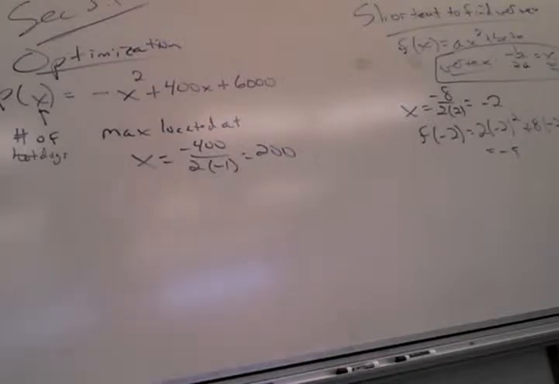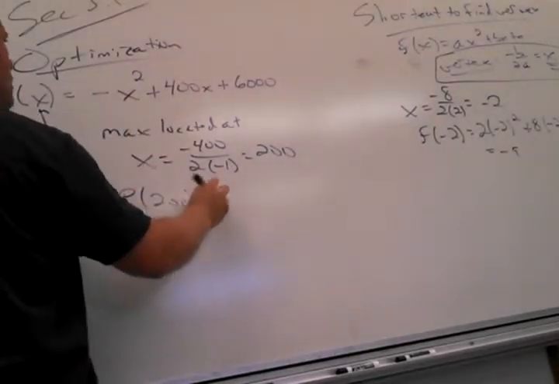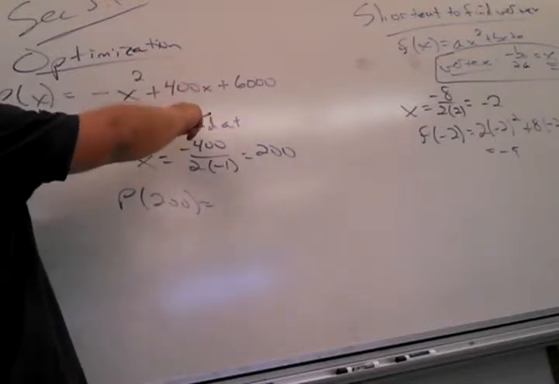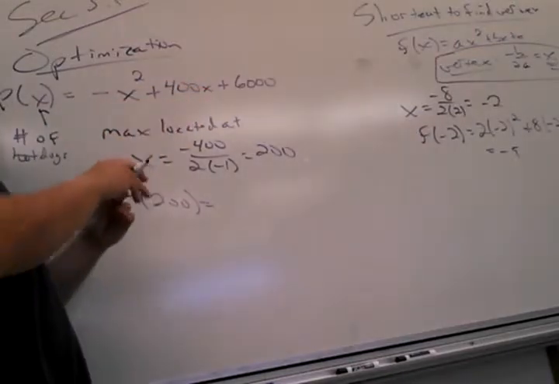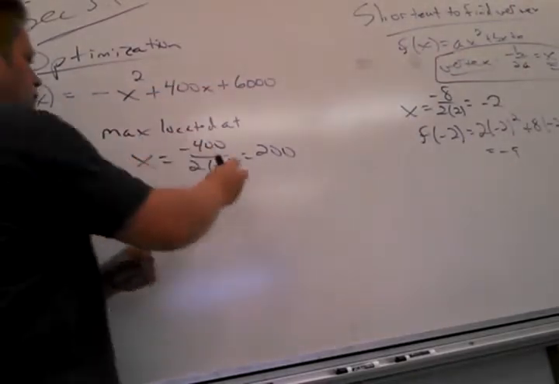And then how much money? Hopefully it's not negative. I don't know, I just made this up out of nowhere. It has a really good chance of being negative. No, it's not going to be negative. It's good. It'll be 46,000. I don't trust my brain totally. So if you put 200 in there, you get negative 200 squared, which is 40,000, plus 400 times 200. Yeah, there you go. 46.